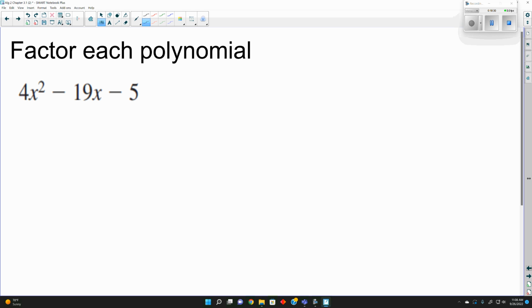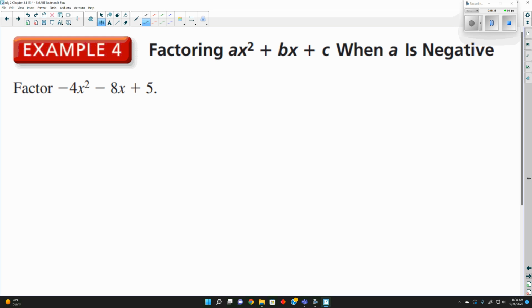I feel like y'all are getting the hang of these, yes? Okay. I want to go on to this one here. This one here is a little bit different than the last ones we've done. Because for this one here, the first term is not positive, it is negative.